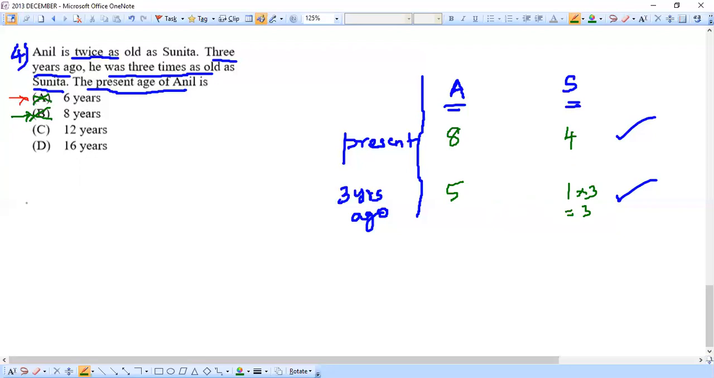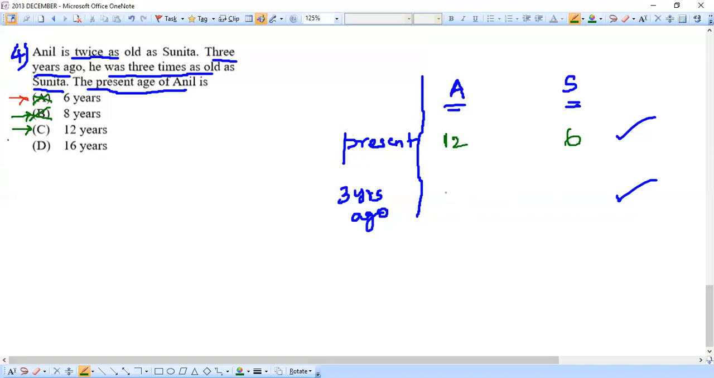Already A is gone. Now let's move on to the third option. But before that, let me erase this. Pick the color. Option C. Let's see whether option C is working out. Option C says Anil's age is 12. Noted, 12 here. And half of 12 will be 6 here. Sunita's twice is Anil. Everything is fine. Now, as usual, we should go 3 years ago.